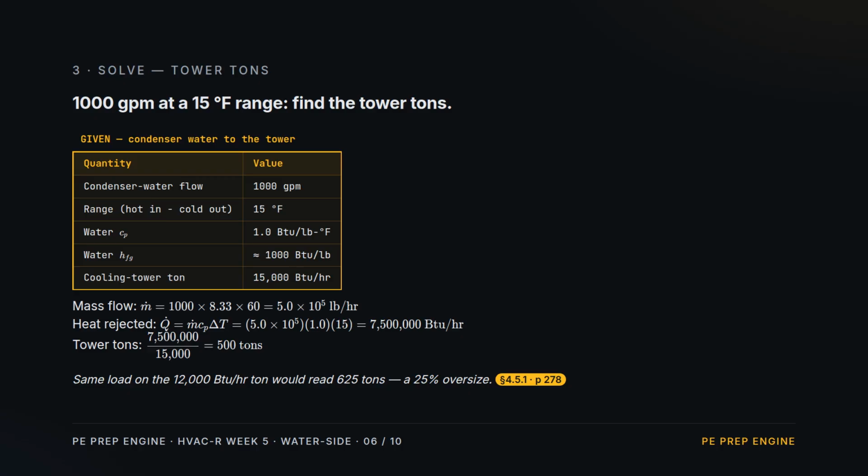Solve. Part 1. The tower tons. 1,000 gallons per minute of condenser water cooled 15 degrees. Mass flow times specific heat times range gives 7.5 million BTU per hour of heat rejection. Divide by the tower ton and you get 500 tons. Divide that same load by 12,000 and you would read 625, the classic ton trap, a 25% oversize.